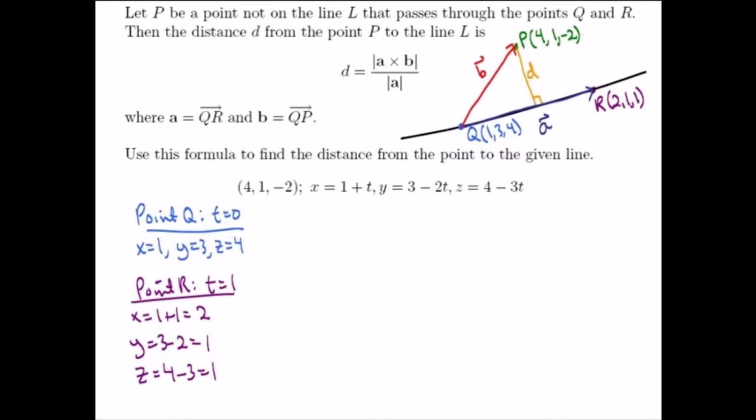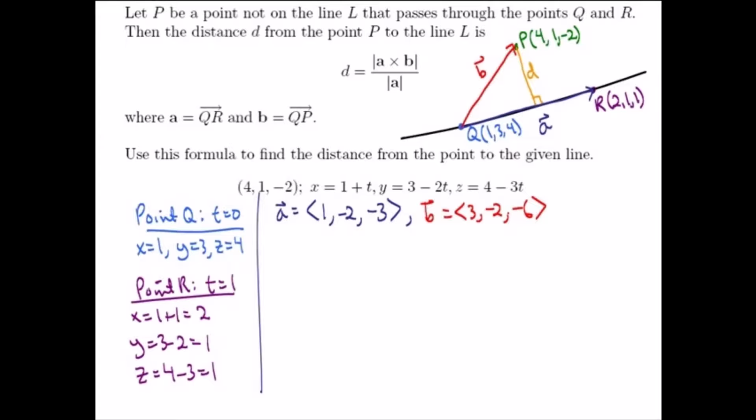Now we can form the vector A. A is the vector that starts at Q and ends at R. So that's 2 minus 1, or 1. 1 minus 3, or negative 2. 1 minus 4 is negative 3. And the vector B then is the vector that starts at Q and ends at P. So the coordinates of P minus the coordinates of Q. 4 minus 1 is 3, that's the first component. 1 minus 3 is a negative 2, and negative 2 minus 4 is a negative 6.